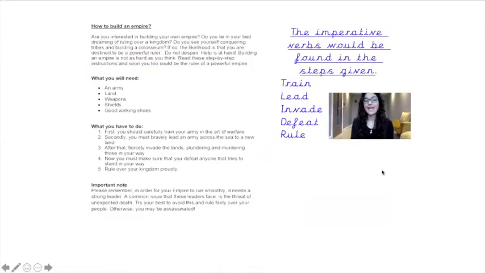Let's just have a read of our text map to make sure that we've really understood it. How to build an empire. Are you interested in building your own empire? Do you lie in your bed dreaming of ruling over a kingdom? Do you see yourself conquering tribes and building a colosseum? If so, the likelihood is that you are destined to be a powerful ruler. Do not despair. Help is at hand.